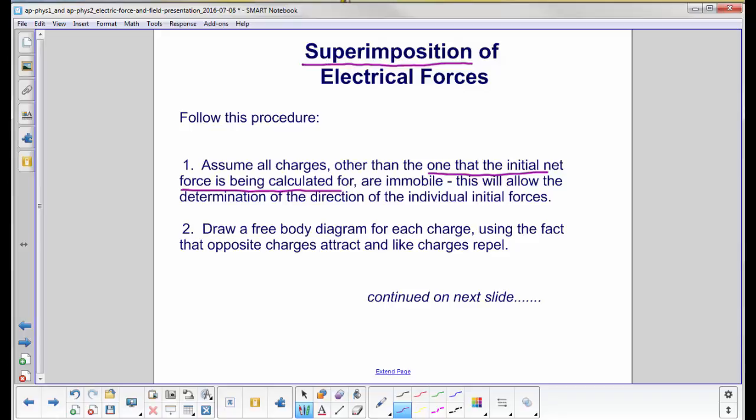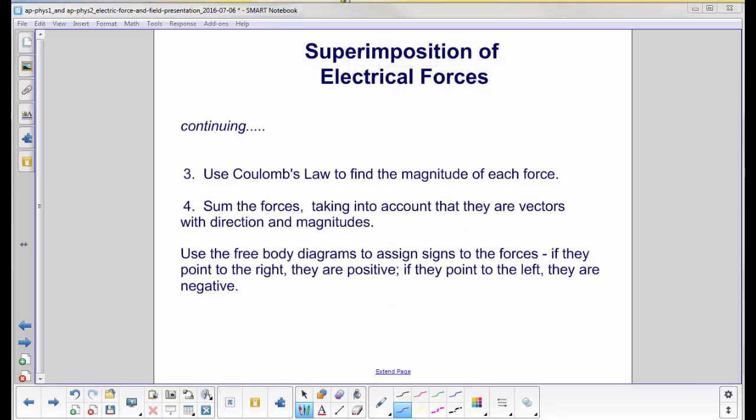And then, since we're dealing with forces, free body diagram. Free body diagrams never go away in physics. We'll draw one for each charge using the fact that opposite charges attract and like charges repel. Continuing our process, we will use Coulomb's law to find the magnitude of each pairwise force. We will then sum the forces for each charge. Now make sure you take into account that they are vectors, so they will have a direction and a magnitude.